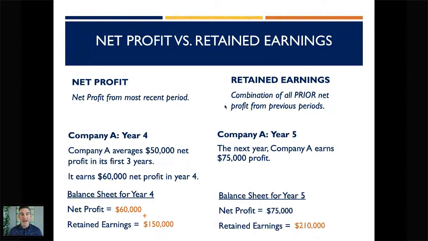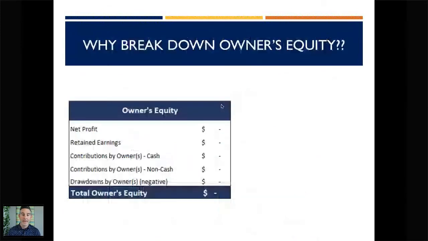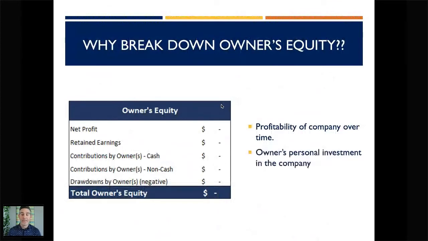So that's just a nice way to break things down on the balance sheet, because you're able to see both what has happened most recently and then historically what the company has earned over time. So just to summarize, we break this down because it helps us see that profitability over time. It also helps us see the owner's personal investment in the company. Again, that would be through the contributions section.